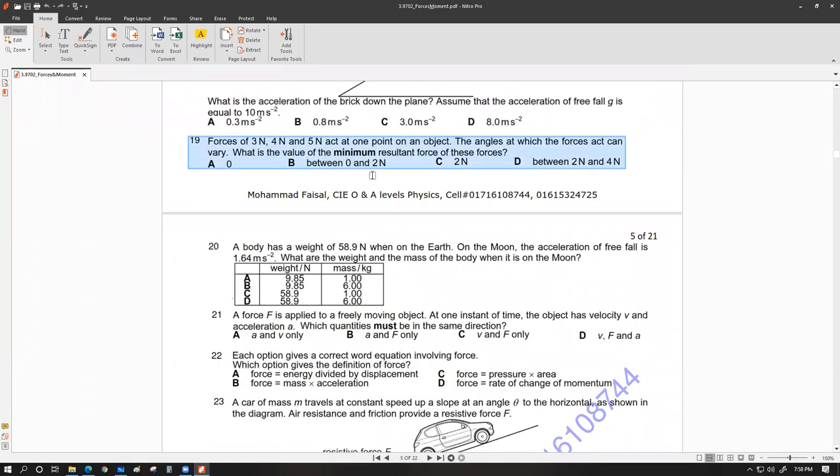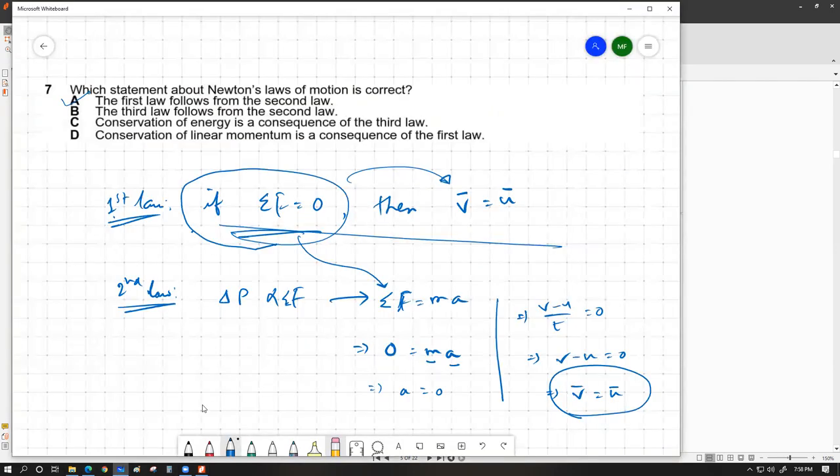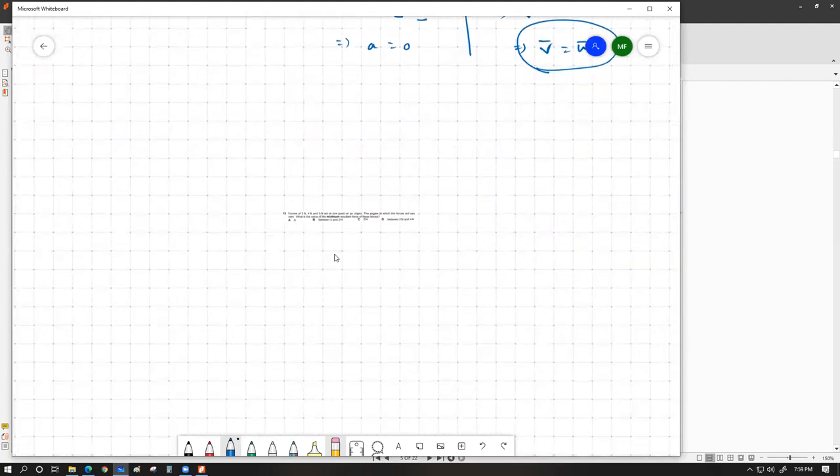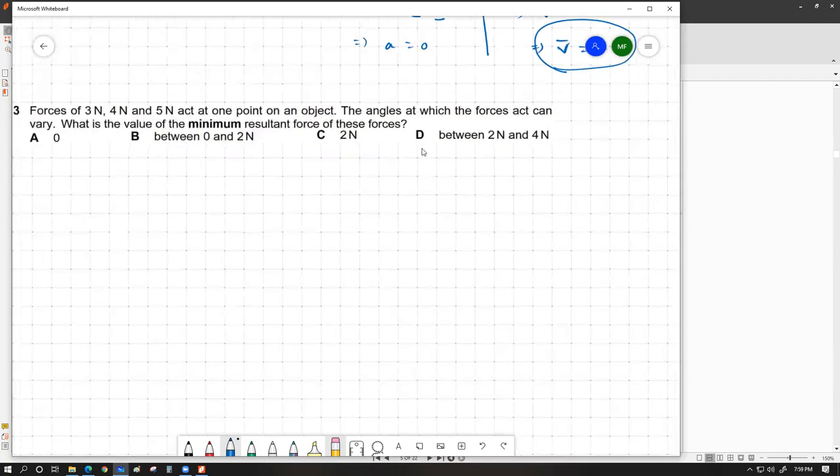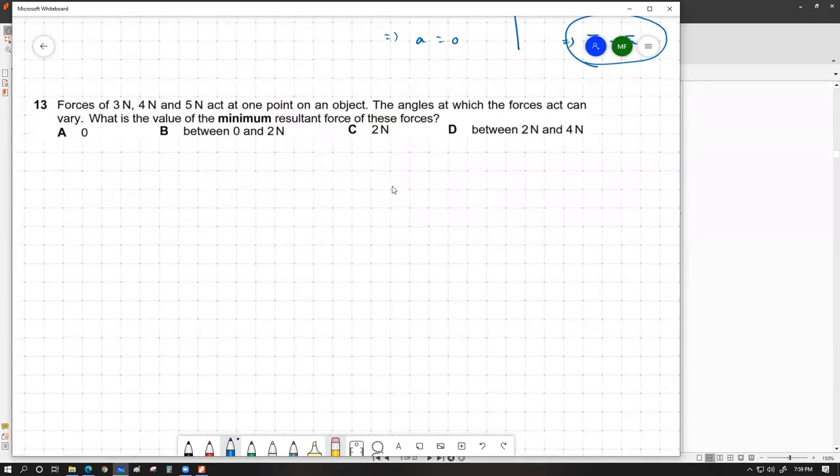So I'm going to discuss a little bit about question number 19 because it gives us a range of variations. So you need to have a little bit of visual input for solving this problem. Let's have a look at this problem and try to understand. The question says, forces 3 Newton, 4 Newton and 5 Newton act at one point on an object. The angle at which the forces act can vary. What is the value of the minimum resultant force of these forces?